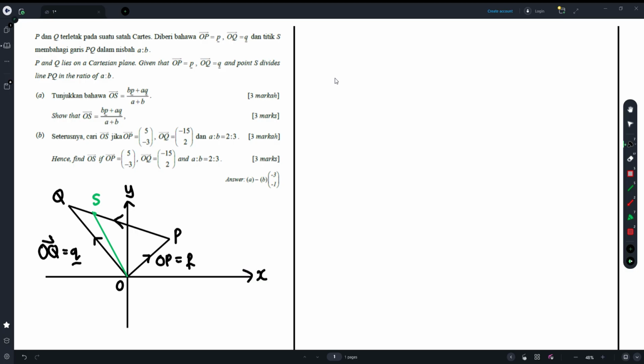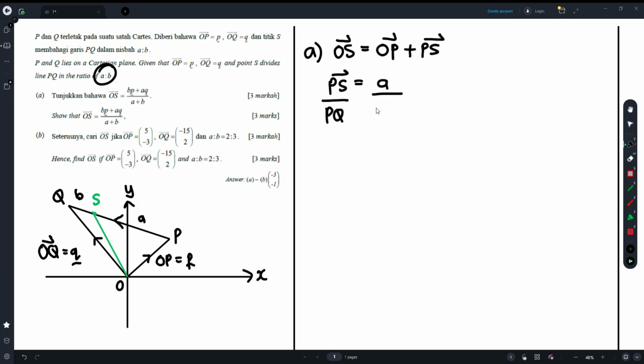So when I write it down as a statement for part A, my vector OS is equivalent to vector OP plus the vector PS. Now the vector PS, as you observe in the diagram, is in the ratio of A over total A plus B, because they have clearly mentioned that point S divides the line PQ in the ratio of A is to B. So that means PS over PQ is A over A plus B. As you can see, PS is A parts and PQ is the total A plus B.